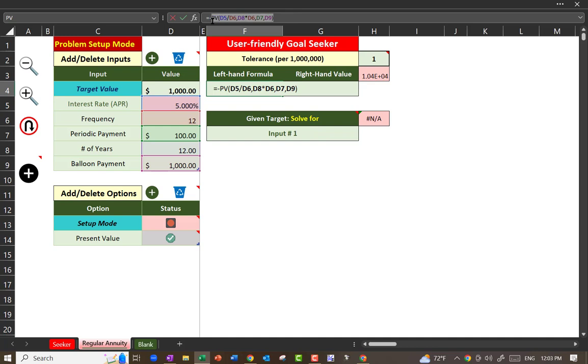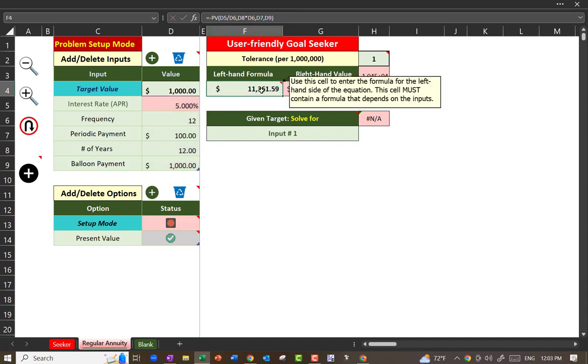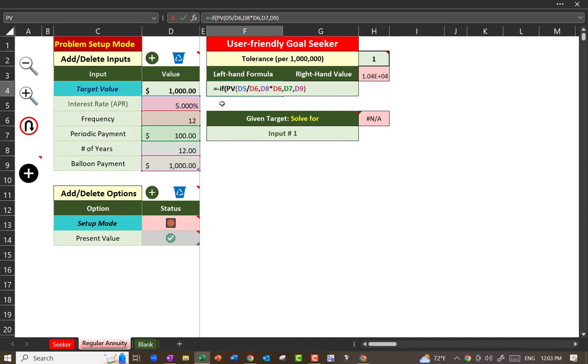If, okay, this is greater than 0, that means we're dealing with present value, so leave it as it is. Otherwise, I need to calculate the future value. I'm going to paste that formula that I copied. I'm going to change the PV into FV and close the parentheses.